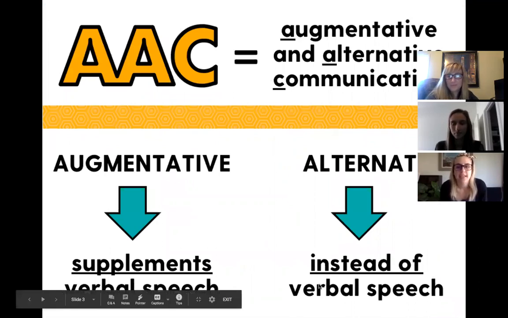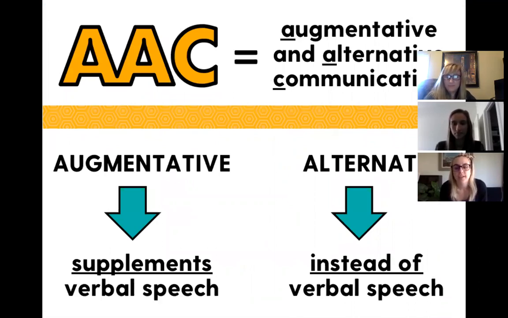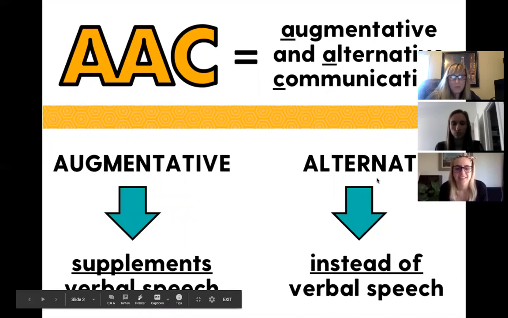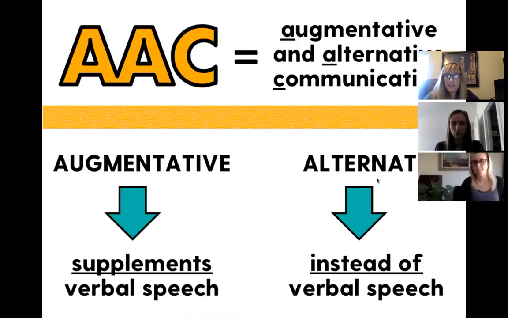So AAC means augmentative and alternative communication. So augmentative is supplementing verbal speech, and alternative is instead of verbal speech. And you do a good job of explaining that. So when we have an augmentative communication system, that means that the student communicates verbally and then also uses the AAC when the verbal speech isn't quite enough or they need some additional support.